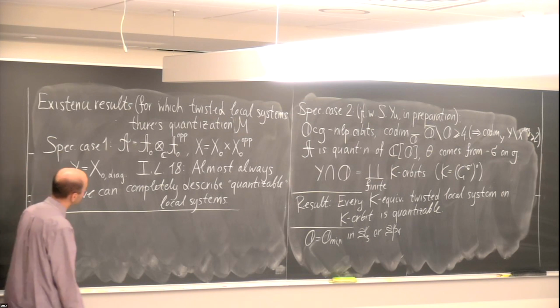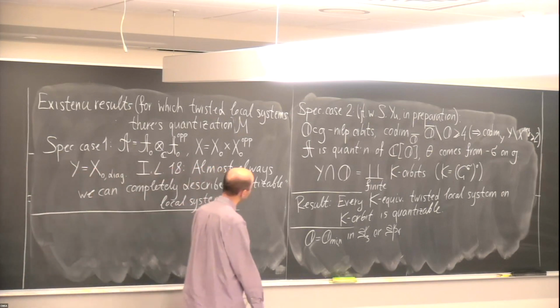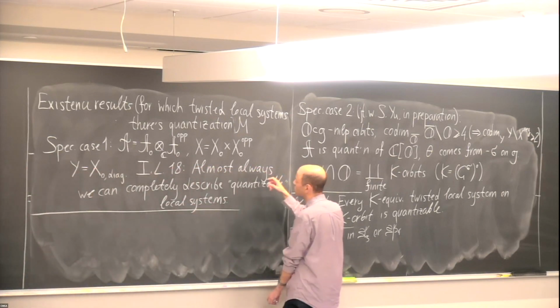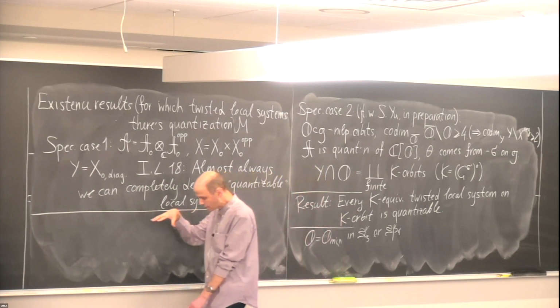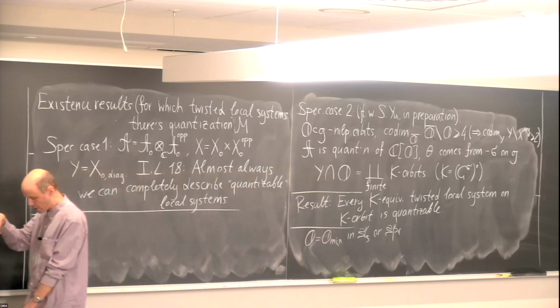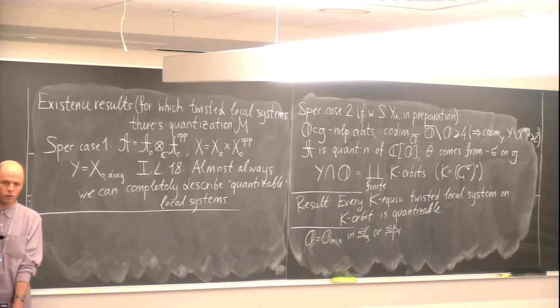In general, what you can say is this. You can quantize your twisted local system on the smooth locus. You will get some module over the deformation quantization. Then you take the global sections. This is not an explicit construction in any reasonable way, but you can still read off a lot of properties.